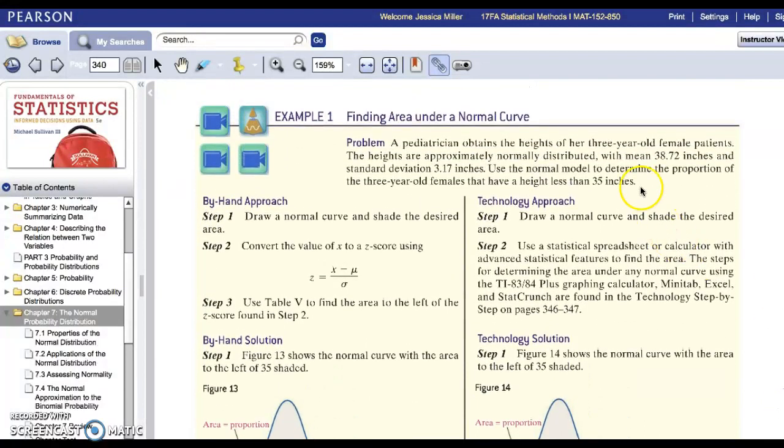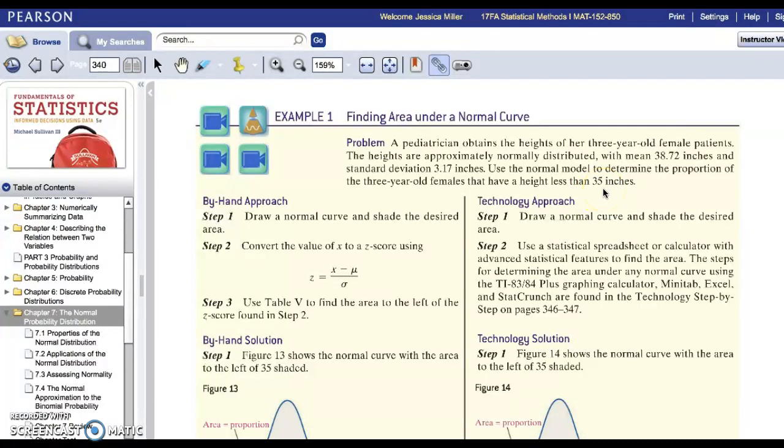So I want to go over example 1 with us and take a look at what they're doing by hand and then how to translate that to StatCrunch. So they tell us a pediatrician obtains the heights of her 3-year-old female patients. The heights are approximately normally distributed with a mean of 38.72 inches and a standard deviation of 3.17 inches. Use the normal model to determine the proportion of 3-year-old females that have a height of less than 35 inches.